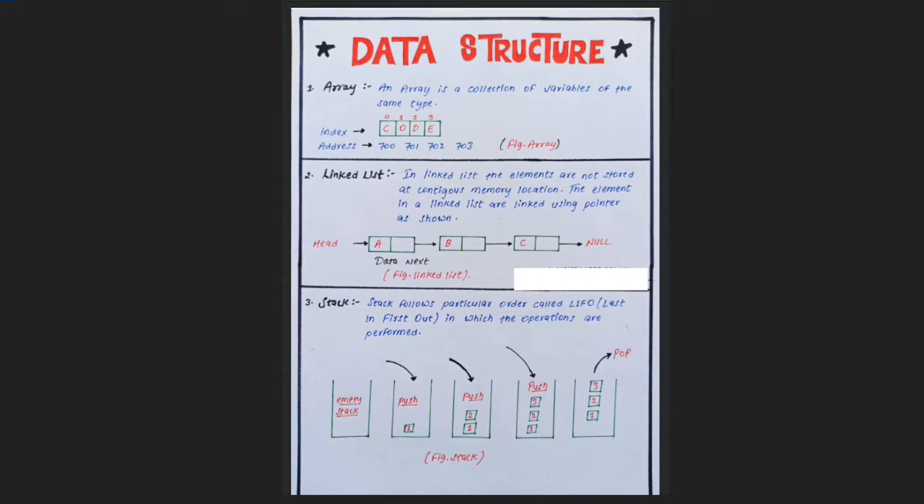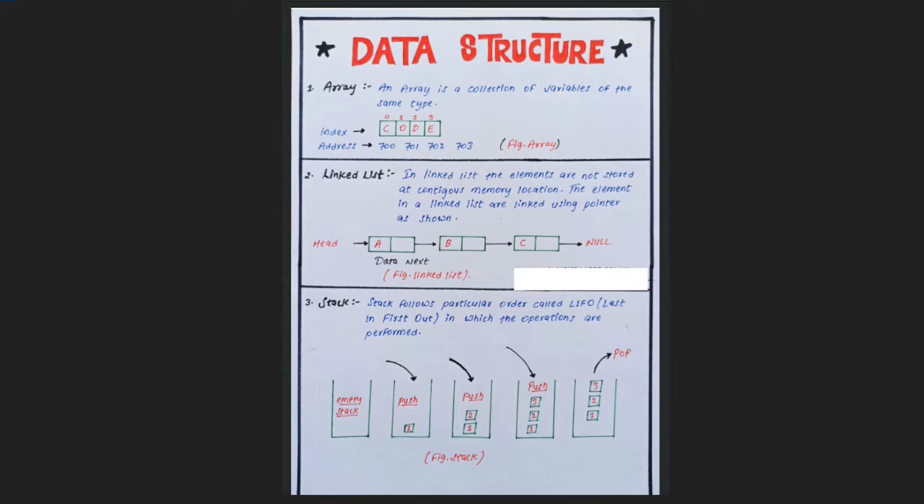In data structure, first we read array. A-R-R-A-Y, array. So I read here the definition of an array. An array is a collection of variables of the same type.